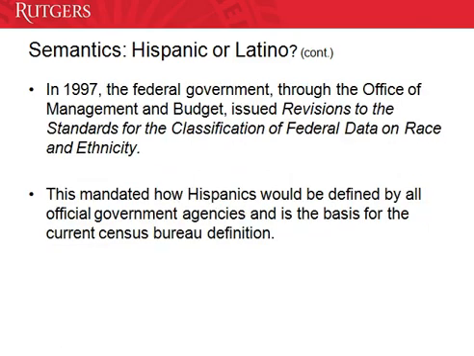In 1997, the federal government, through the Office of Management and Budget, issued new standards for the classification of federal data on race and ethnicity. They defined how a number of different ethnic groups, including Hispanics, would be defined by all official government agencies. And this standard is the basis for the current Census Bureau definition.